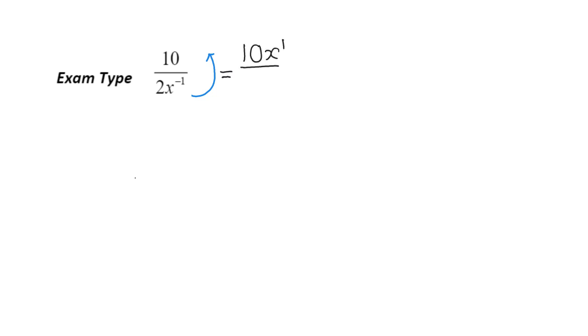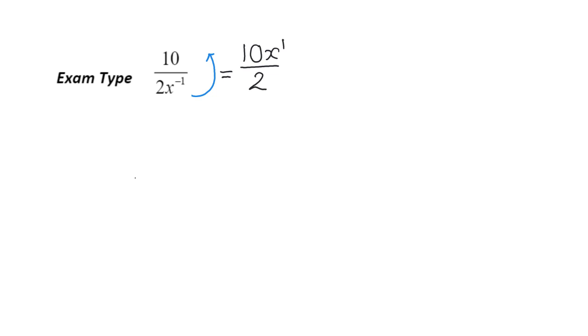Now, this is the part that often causes confusion. People, or students should I say, want to bring the 2 with it. But then what do you do with the 2 and the 10? Do you multiply it? We need to remember that when we're moving things here, we're only moving the x. So that 2 remains on the bottom. Okay, we're not going to remove the 2 and the x at the same time.